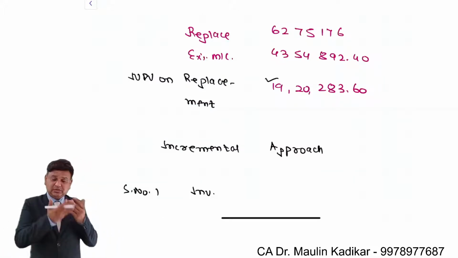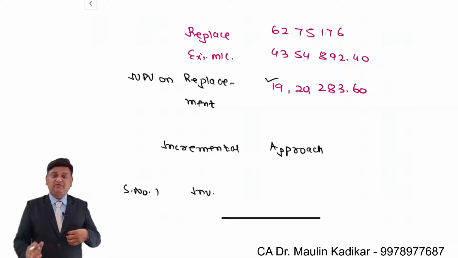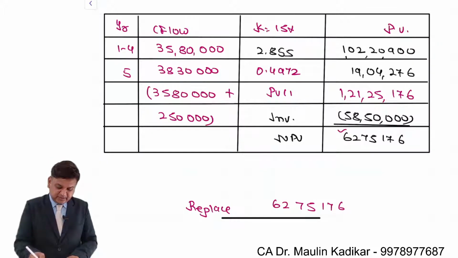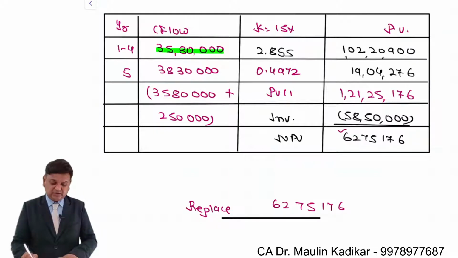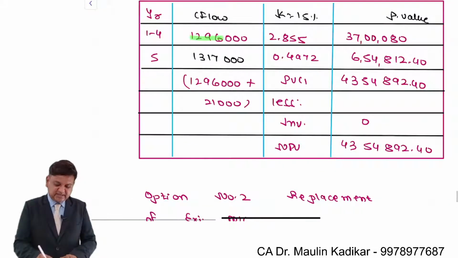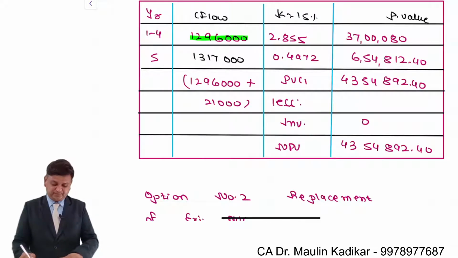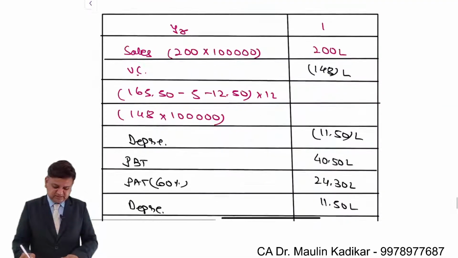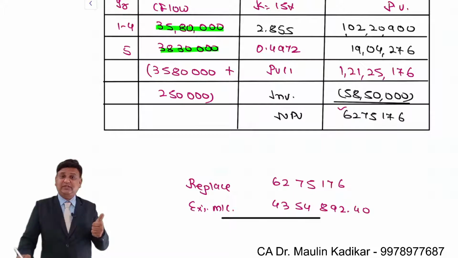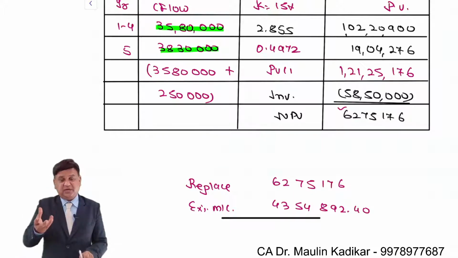Suppose the first part of the question has been done by you with method number 1. Then what you have to do is compute the difference. The difference is 35,80,000 minus 12,96,000. This is for year 1 to year 4. In the last year, it is 38,30,000 minus the last year cash flow for the existing machine. That is the way you are required to develop a new cash flow series, the differential cash flow series on the replacement of the machinery, and for that you are required to calculate the IRR.